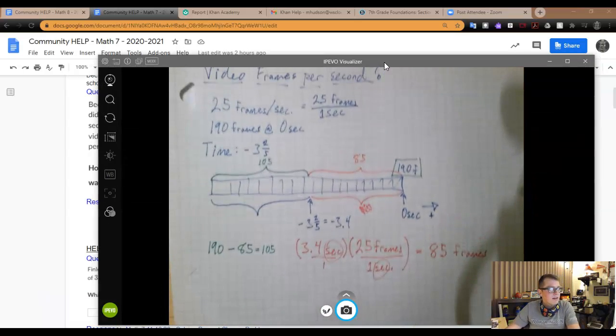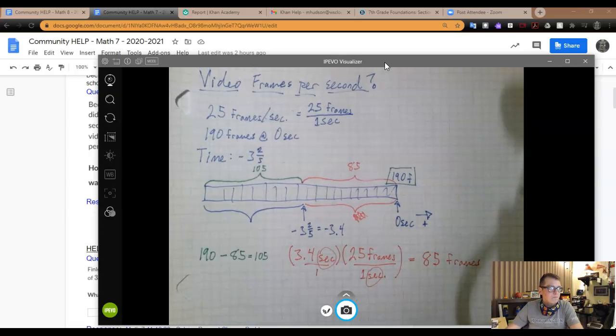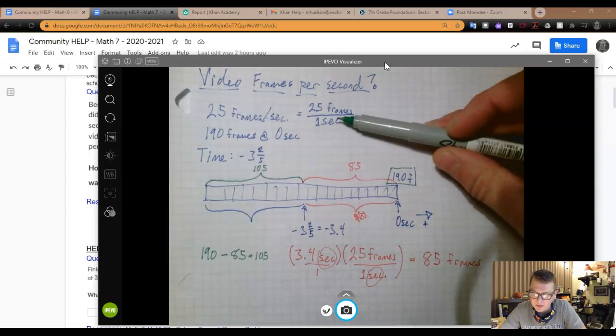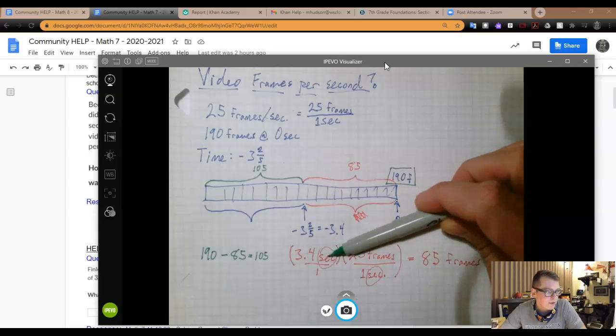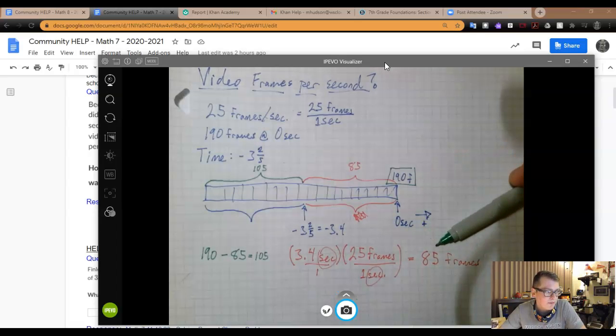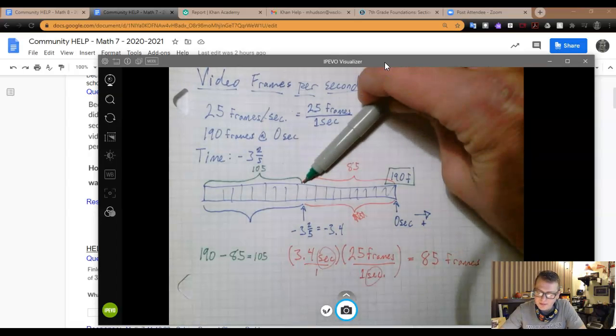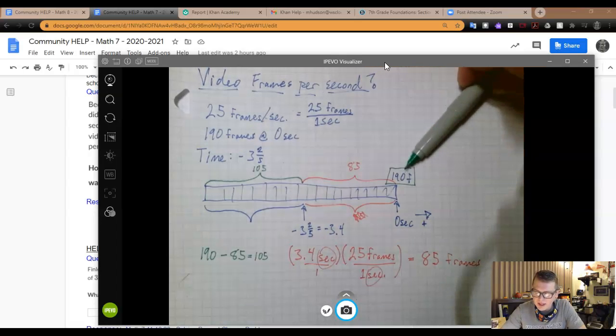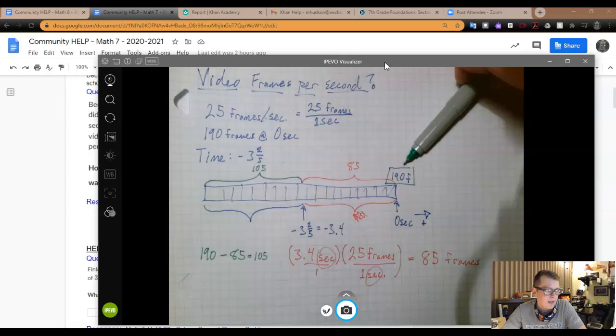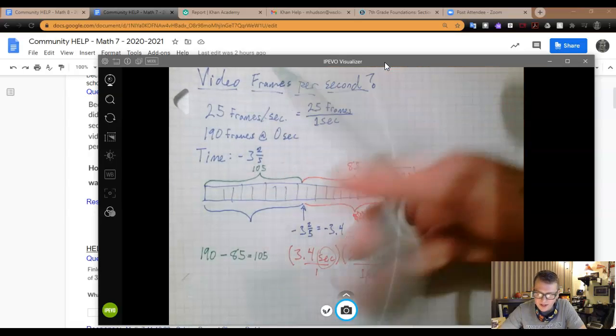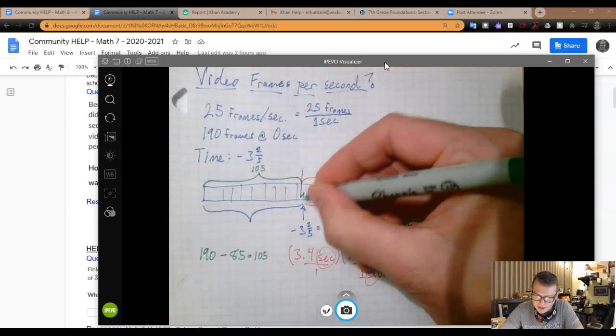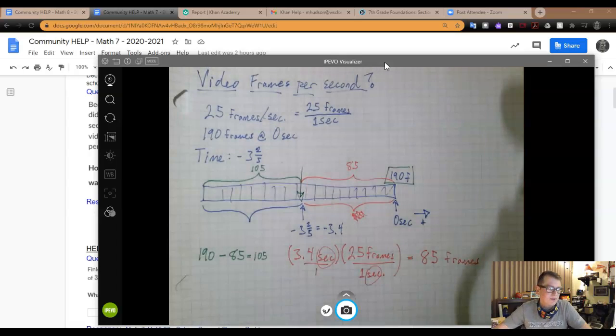So there is the whole problem done out. With 25 frames per second, we can calculate that 3.4 seconds will actually be 85 frames worth of video. If we go those 85 frames backwards, we take that away from our 190 frames that have already happened, and we get 105 frames right at this point of -3 2/5 seconds.